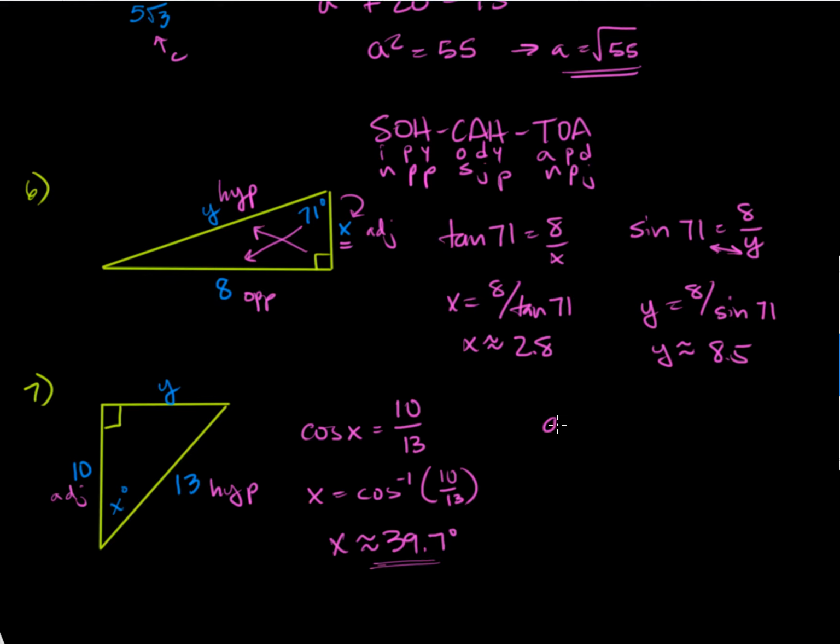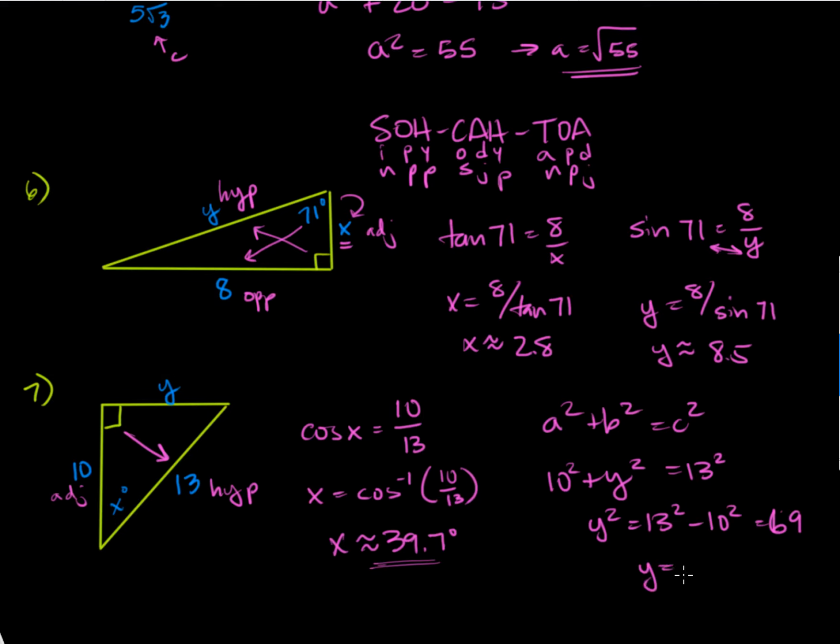And so I can set up a squared plus b squared equals c squared, recognizing that the 13 is across from the right angle, so it's got to go right here. And I can say that 10 squared plus y squared equals 13 squared. So now that means y squared is equal to 13 squared minus 10 squared, which is 169 minus 100, so that'll be 69. And so y is the square root of 69.